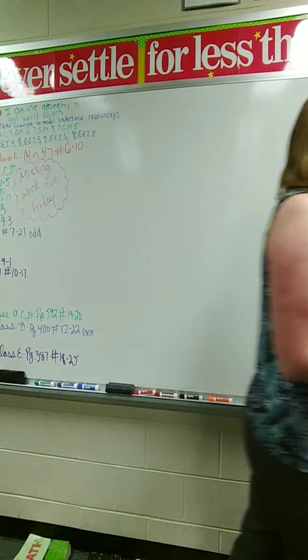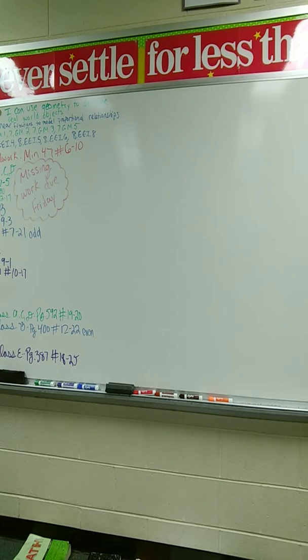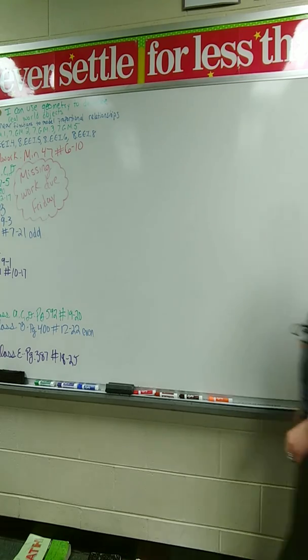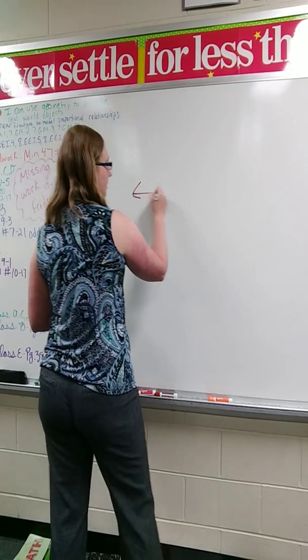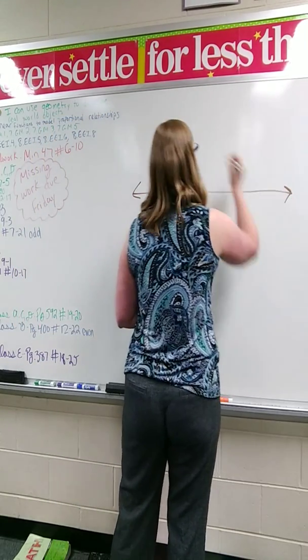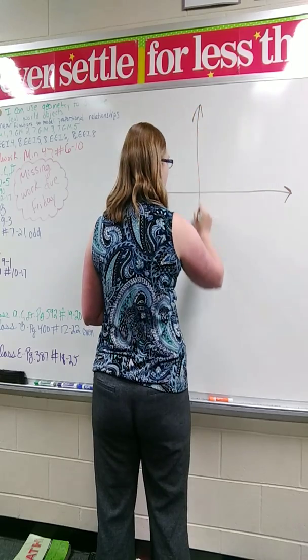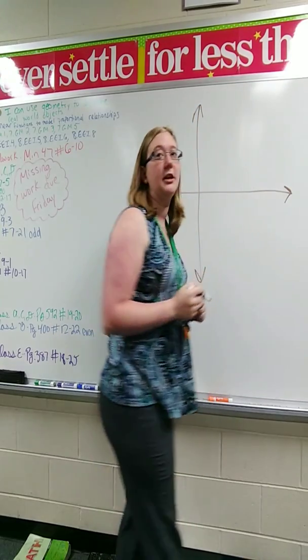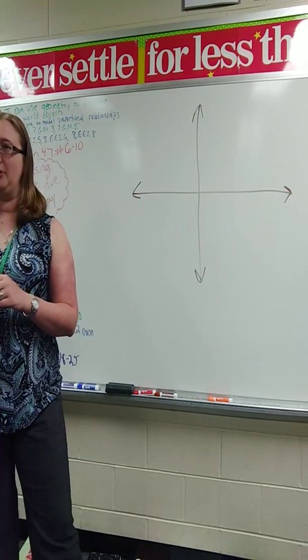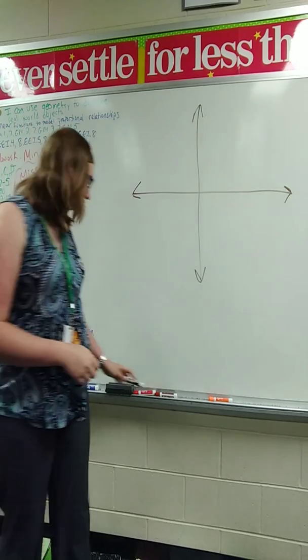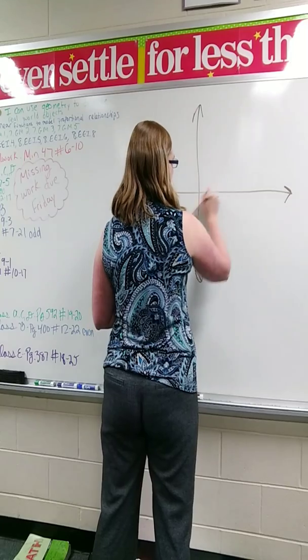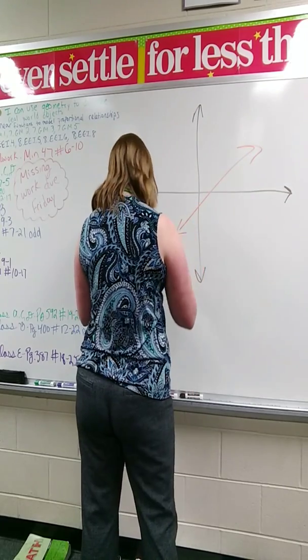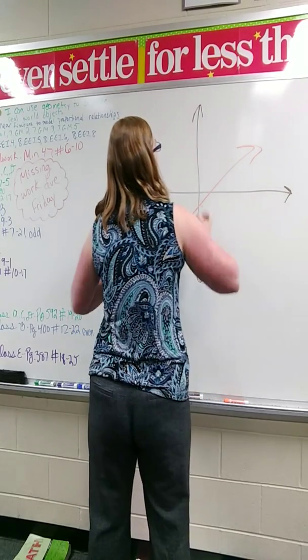Can you draw that on the board? Absolutely. So, let's say that we had a coordinate plane. And here's the other thing, for the vertical line test, the actual points don't matter. So I'm going to draw a couple things. We're going to go here. We're going to go here.